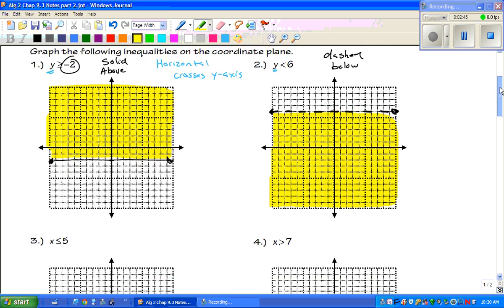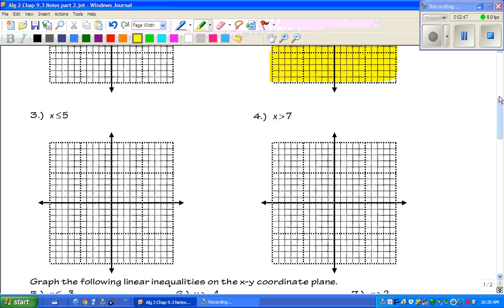Not too difficult. Okay, so for 3 and 4, they're both x's. So when it's an x graph, that's a vertical line, and we have to make sure that it crosses the x-axis. And now when we shade, we're going to be shading either right or left. So that's what we're going to have to ask ourselves in these ones.